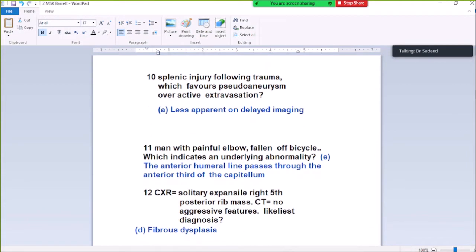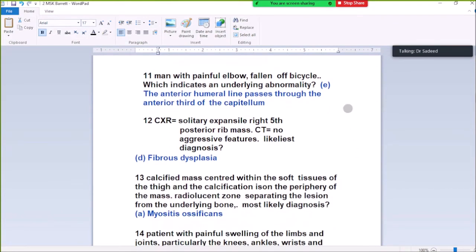Number 10. Splenic injury following trauma, which favors pseudoaneurysm or active extravasation? This is apparent on delayed imaging. Now, pseudoaneurysm, on delayed imaging, does not show any extravasation of contrast. So it is pseudoaneurysm.